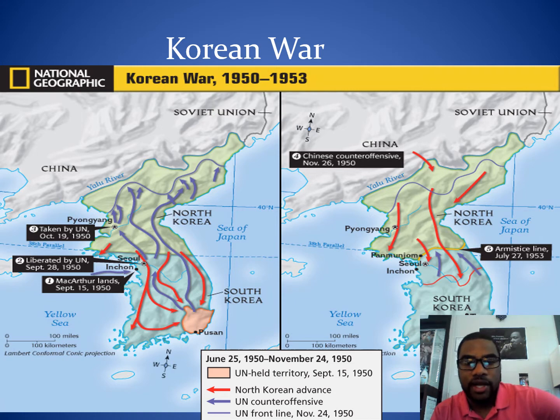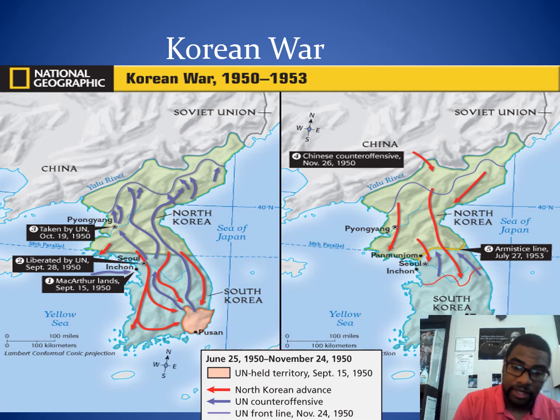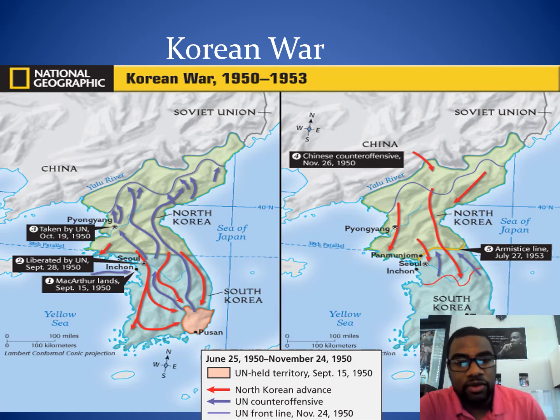All right, here in this illustration, you can see North and South Korea, and it illustrates the advances by North Korea and the UN's counter-offensives. It also outlines the held territory back on September 15th, 1950. You can look at that chart and see exactly the area in which they were fighting for.